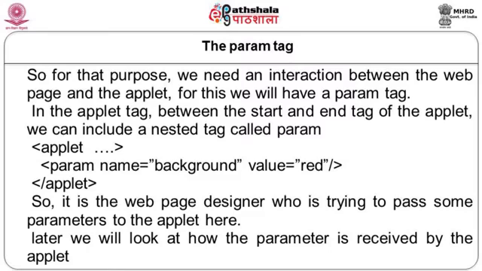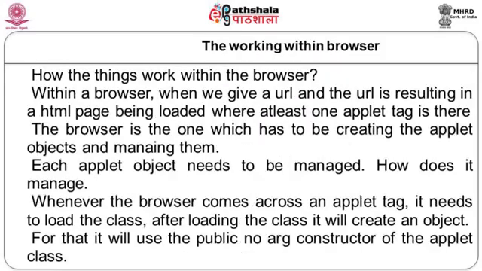As part of the applet tag, between the applet start and end tag, we can include a nested tag called param. Param will say name equal to the name of the parameter and value equal to the value corresponding to that parameter. For example, someone could use param name equal to background, value equal to red, or green, or blue, whatever color you like. So it's the web page designer who is trying to pass some parameters to the applet here. We'll be looking at how that works so that the parameters can then be received by the applet. So that's the way the applet tags are used.